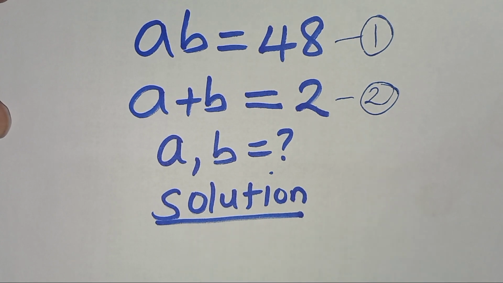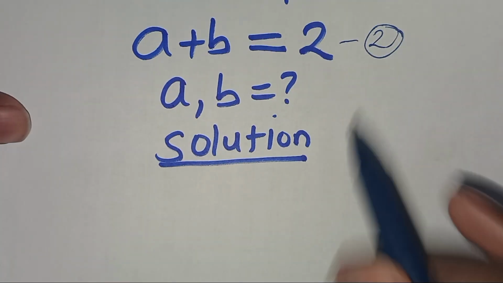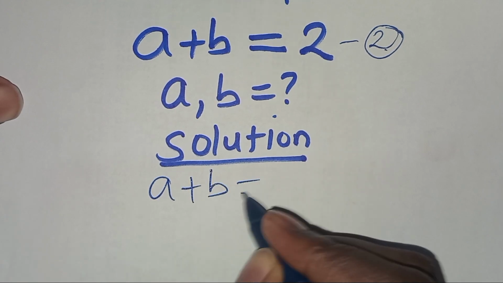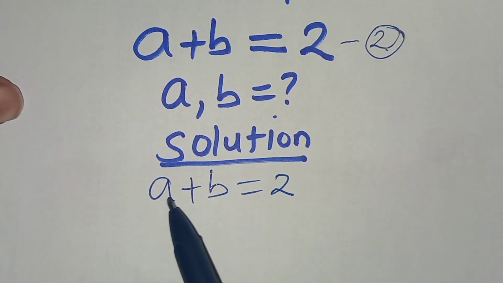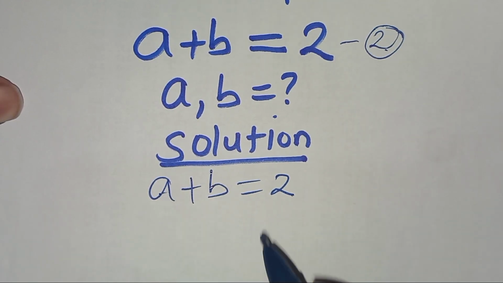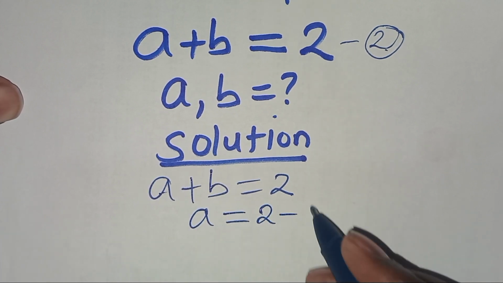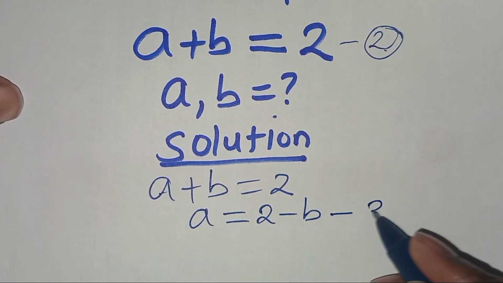Now, solution. From equation 2, which is A plus B, which is equal to 2, we can make A to be the subject of the formula so that you'll have A is equal to 2 subtract B. But let's call this equation 3.